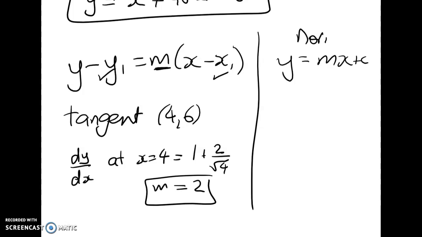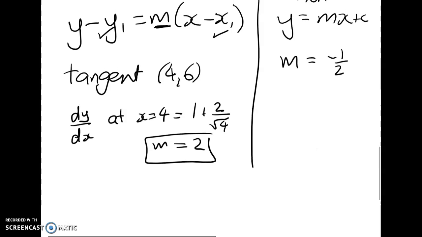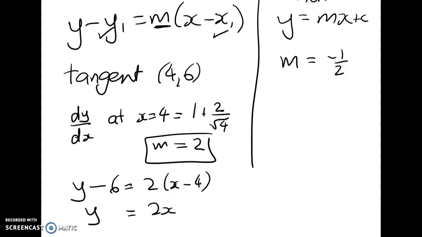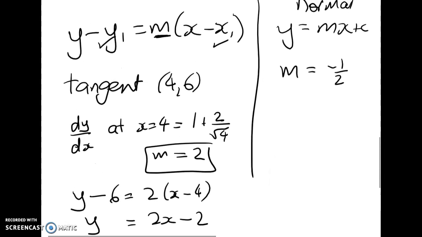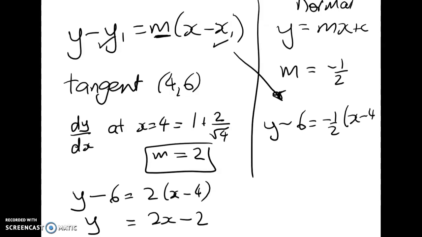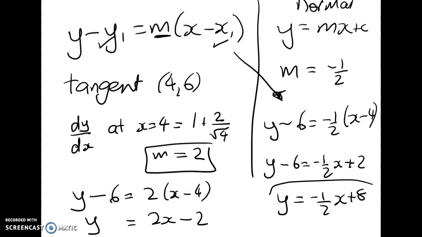And for the normal, m is equal to negative 1/2. So we can quickly work out the two equations. We get y minus 6 is equal to 2 times x minus 4. y is equal to 2x minus 8 plus 6 gives me minus 2. Over here, let's do it using the same form. So y minus 6 is equal to negative 1/2 times x minus 4. y minus 6 is negative 1/2 x plus 2. So y equals negative 1/2 x plus 8.